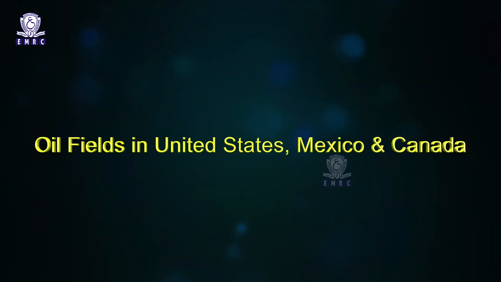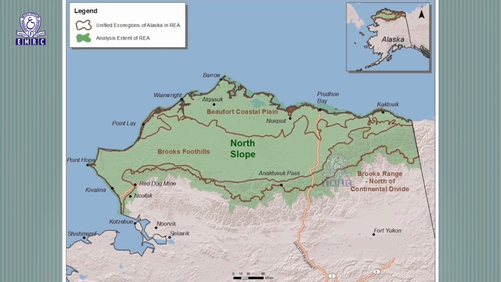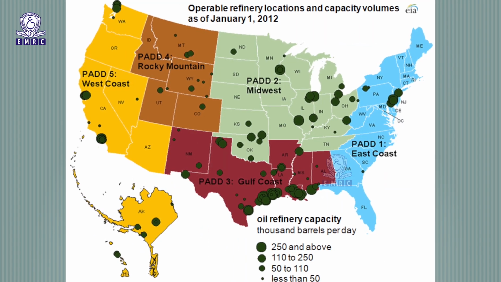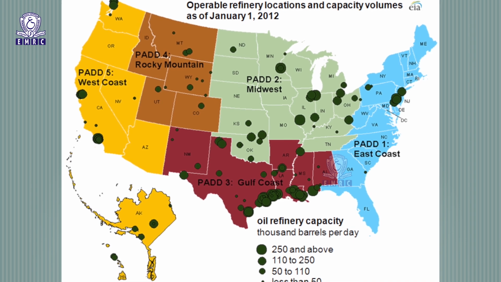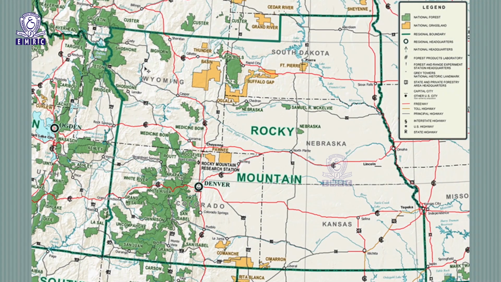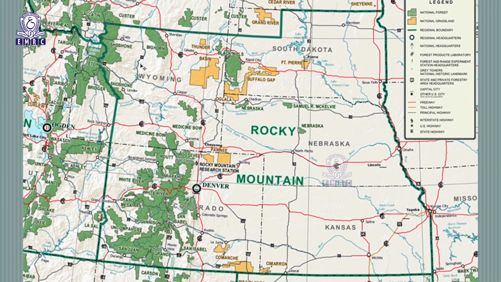United States, Mexico and Canada region. North America has many sedimentary basins. Many oil fields have been found in the North Slope region of Alaska and East Texas. United States has produced more oil than any other country. You may be aware of the Rocky Mountain region. The Rocky Mountain region contains an enormous amount of petroleum reserves.